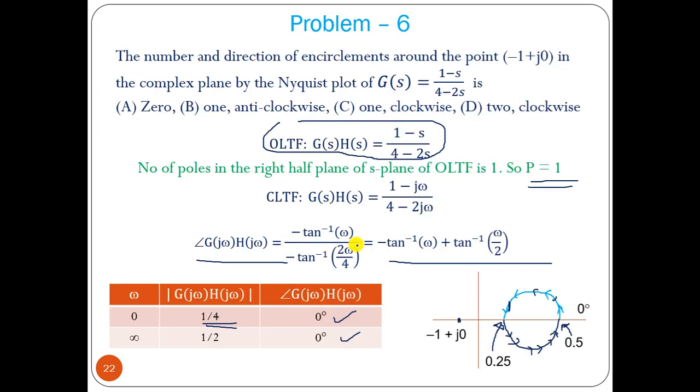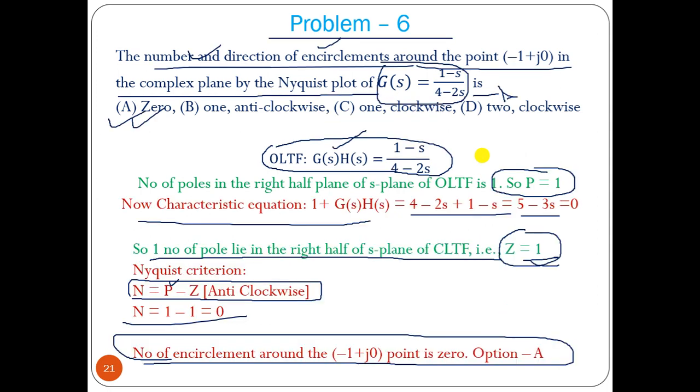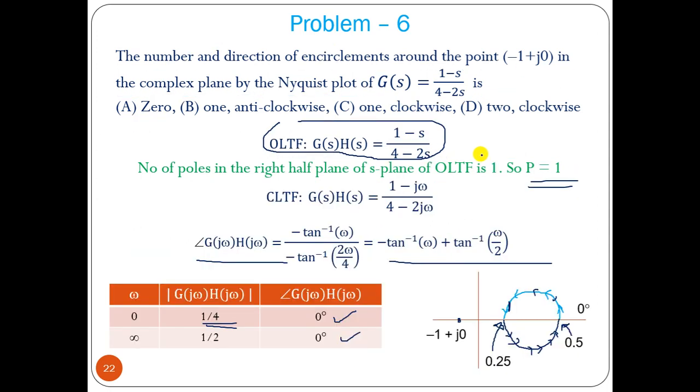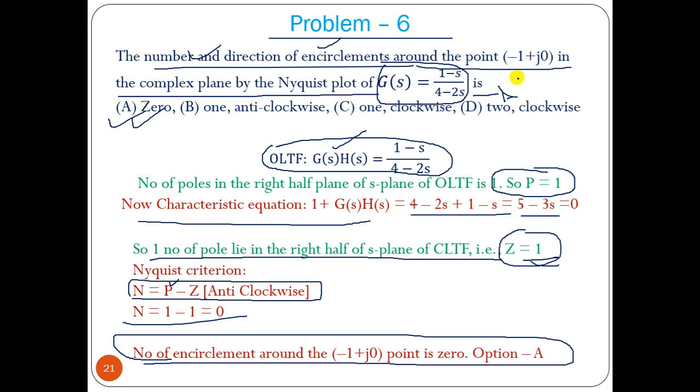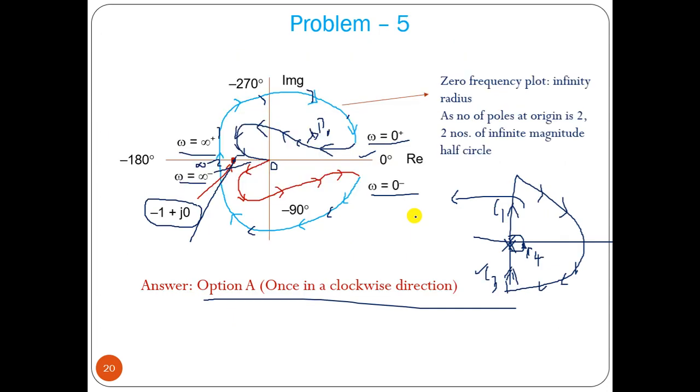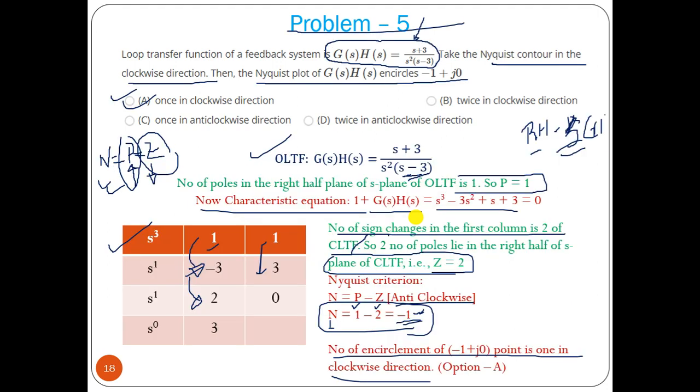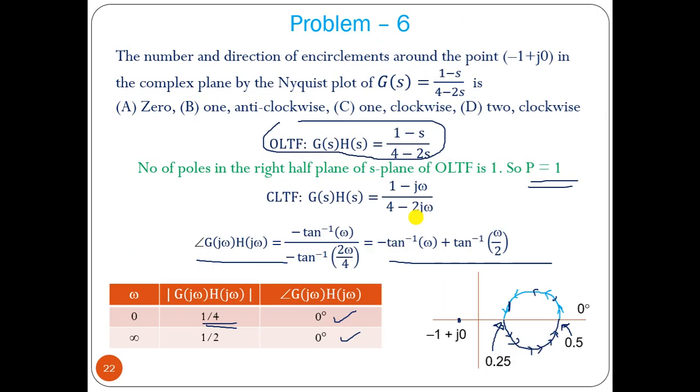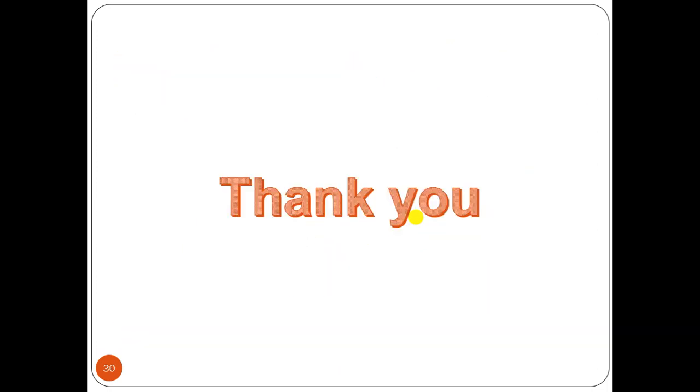Then if we know the open loop transfer function and we have to find the encirclement, we don't have to draw the Nyquist plot, we can do it directly. We can find P from the open loop, and find the characteristic equation 1 plus G(s)H(s) equal to 0. From that, apply the Routh criterion to find the Z value, then find the encirclement equal to P minus Z. So this is another type of problem, where if the open loop transfer function is given, it is very easy to solve. So this is all about the Nyquist stability criterion.